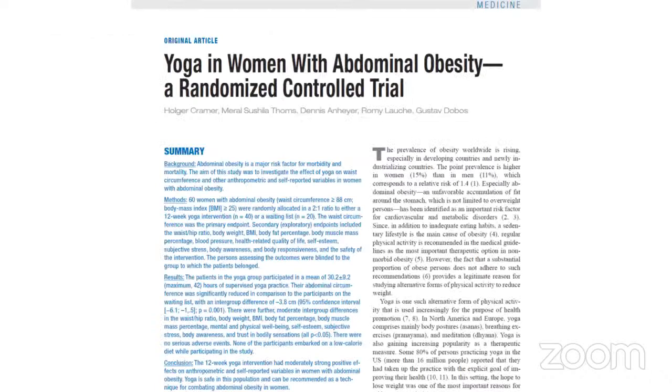There are several research works, like yoga in women with abdominal obesity. In Indians, the most common is abdominal obesity. You will see that their hands and legs are of normal stature, but there will be abdominal obesity. So central obesity is very common among females. Yoga is very much helpful for reducing this central obesity.